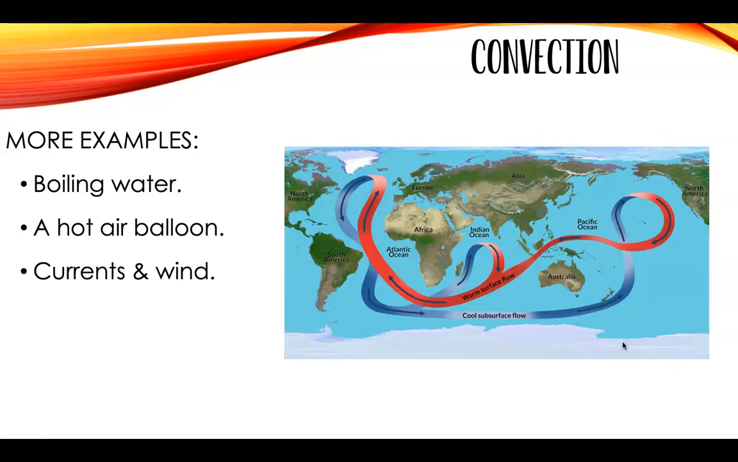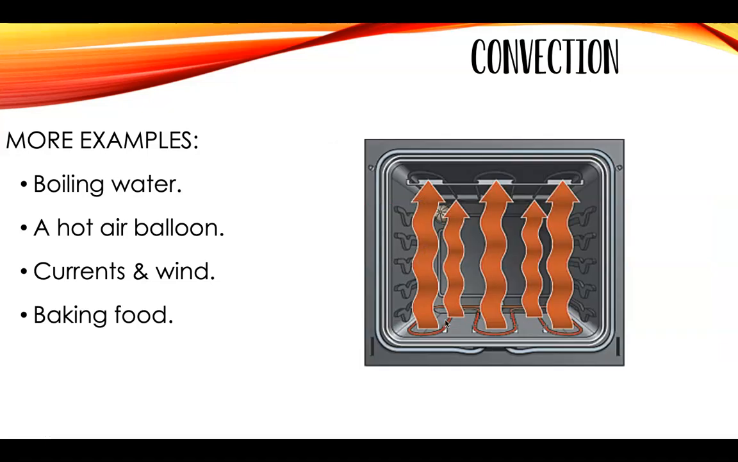Currents and wind. So you can see in this diagram warm surface flow of water currents, so on the surface means less dense, rising to the top, and cool subsurface flow would be the more dense water at the bottom. Baking food, it's all about heating air. So that air circulates around the food, it heats the metal tray that's in there, it heats the pan, and it heats the food itself.